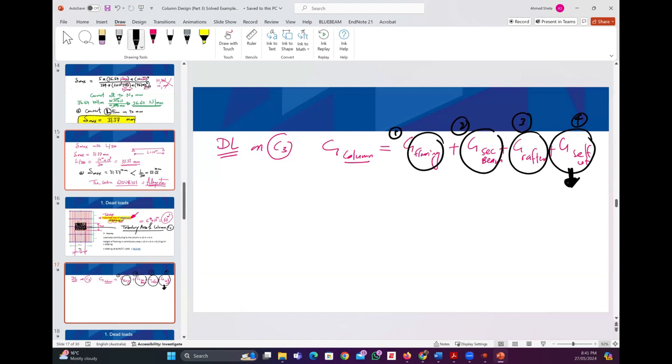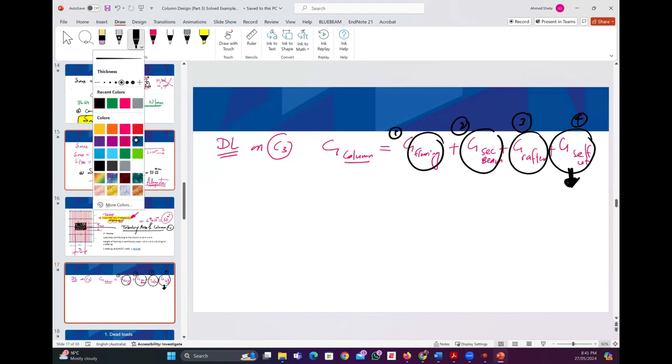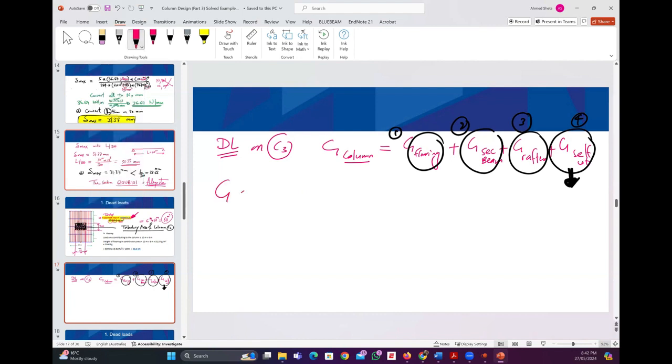What is the flooring self weight, G flooring? How can we find G flooring in this case? G flooring will be the self weight of the flooring times what? The tributary area. So all the load weights and beam calculation will be replaced by what in the column? Tributary area. Okay.